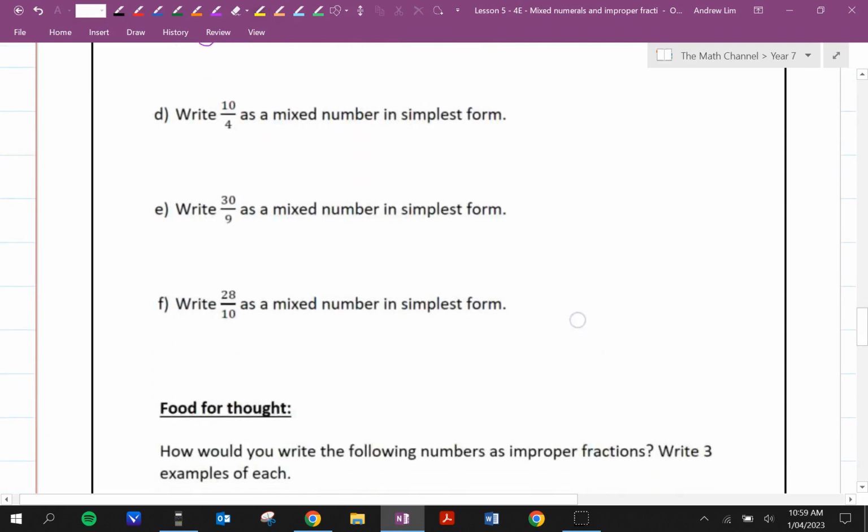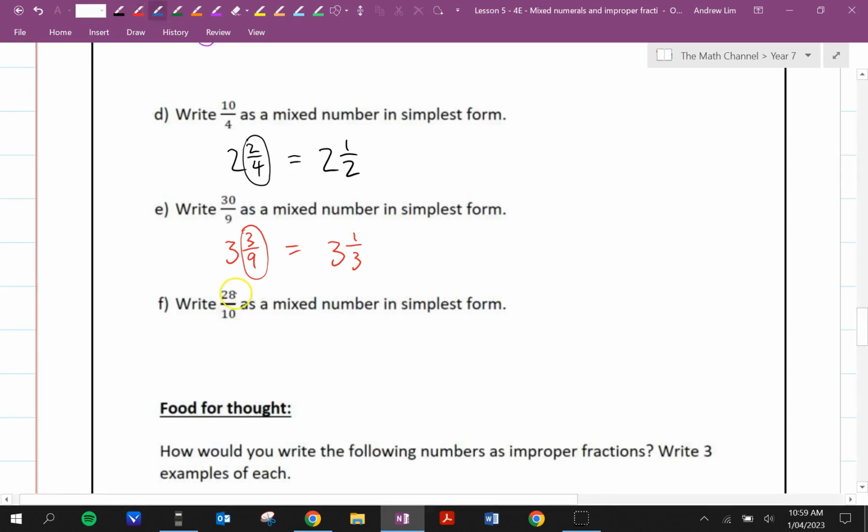Question D, write 10 over 4 as a mixed number in simplest form. So 10 over 4, 10 divided by 4 is 2, remainder 2 over 4. Well, now we can simplify that to 2 and 1/2. 30 divided by 9 is 3, remainder 3. Well, we can simplify this: 3 1/3.